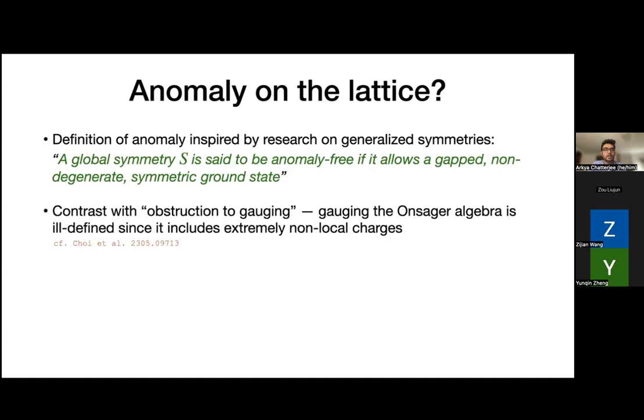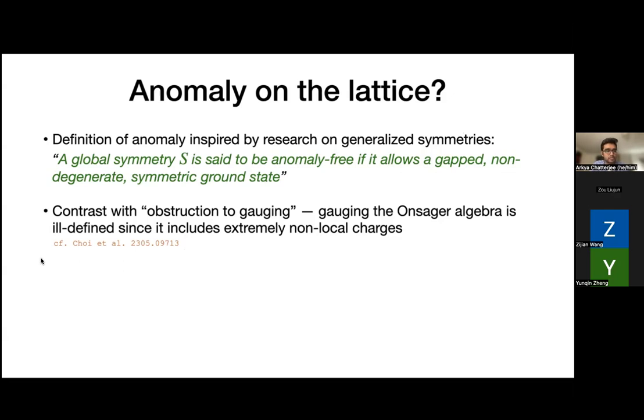And this is related in many ways to the obstruction to gauging definition of anomalies that may be more familiar from invertible symmetries, but progress in non-invertible symmetries has suggested that we should update that definition to this one here. It's more easily generalizable to non-invertible symmetries, but it's identical in the invertible case that we're all familiar with.